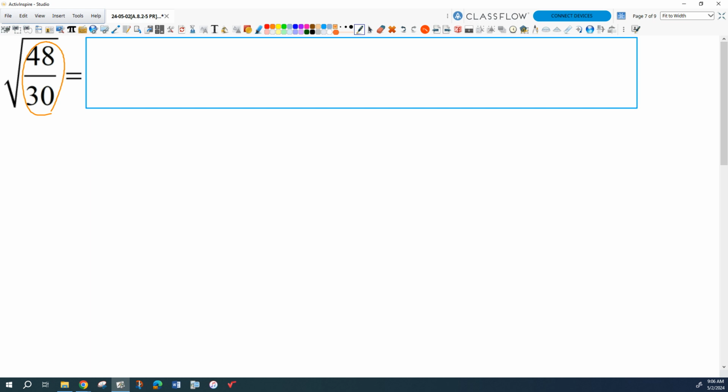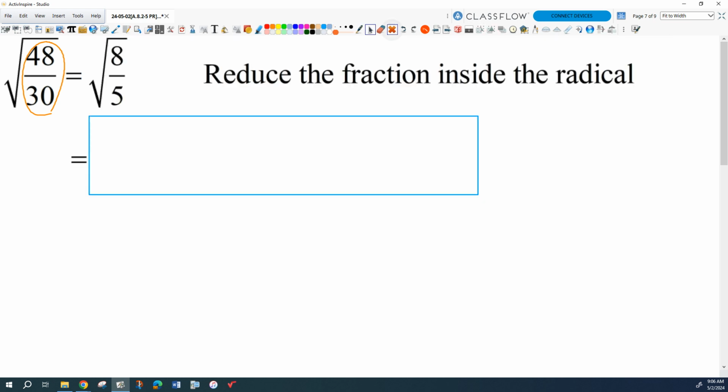48 divided by 6 is what? 8. 30 divided by 6 is? Oh, beautiful. Okay, so look at that. That's a good idea. Reduce the fraction inside the radical first to make our lives easier. Okay, do you have to do it that way? No, it would work the other way, but it's a lot more work, right? Okay, so now what do we do?